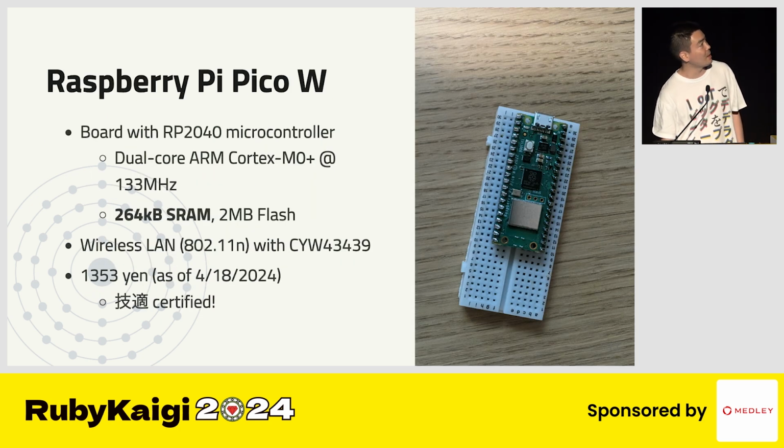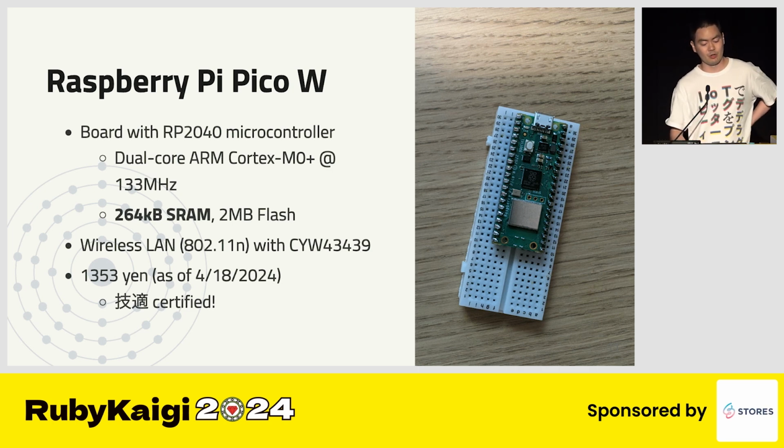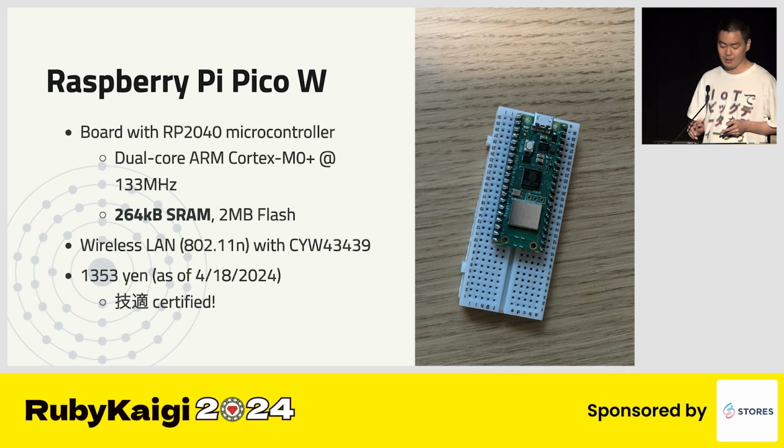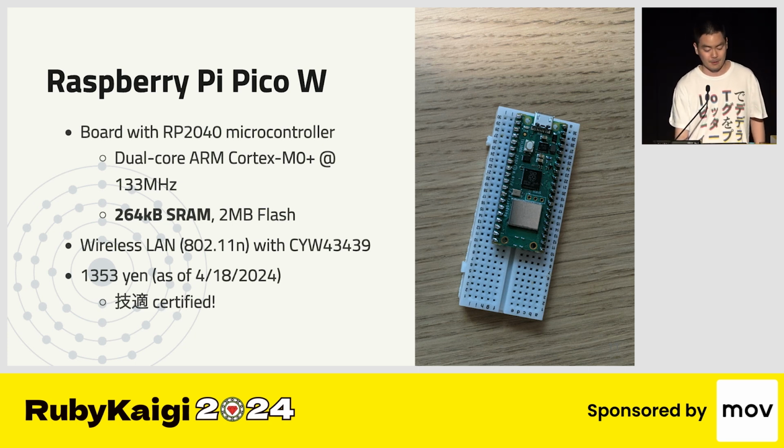And this is a Raspberry Pi Pico W, which is a board that runs the RP2040 microcontroller, which is a dual-core ARM Cortex M0 Plus at 133 megahertz. And it has 264 kilobytes of SRAM, not megabytes, and also 2 megabytes of flash, not gigabytes. It is very small, and the small size of the SRAM will become important later.